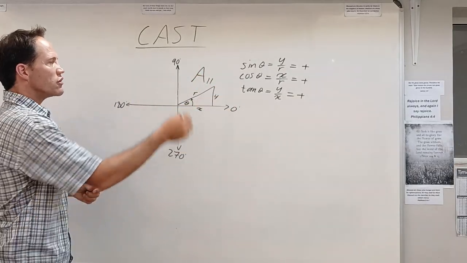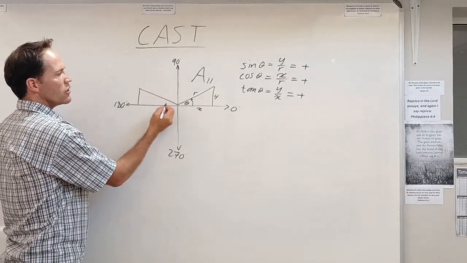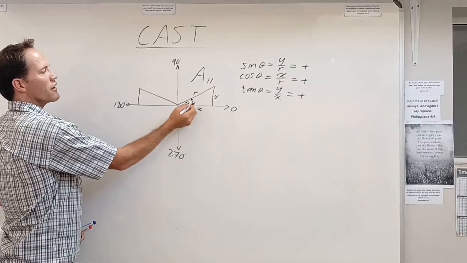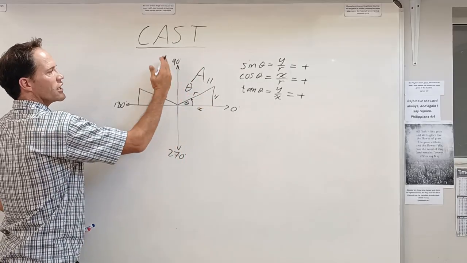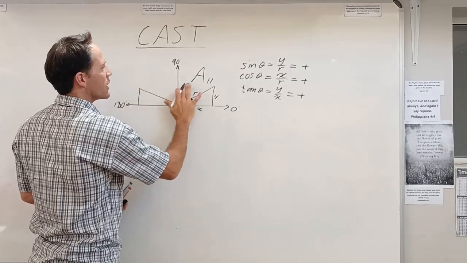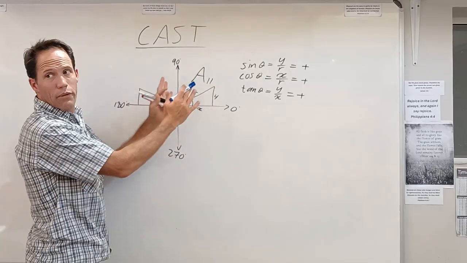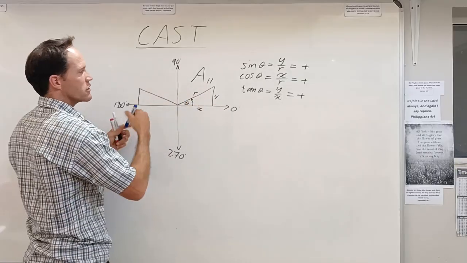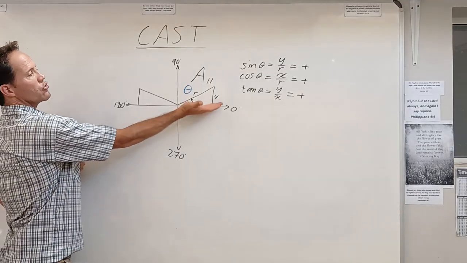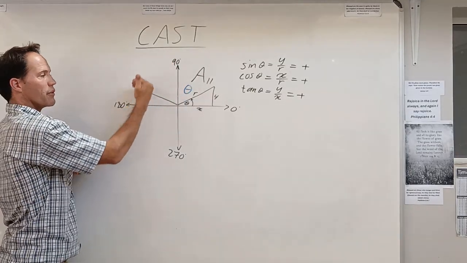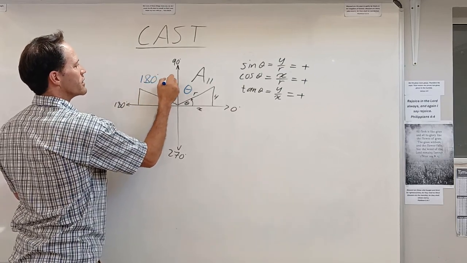Let's go to the second quadrant. If you draw the triangle over here, this angle is called theta. We say this angle from 0 to 90 we call theta, because the angle is there somewhere. Now when you go to the second quadrant, you go past 90, all the way to 180. Then we call the angle 180 minus theta.